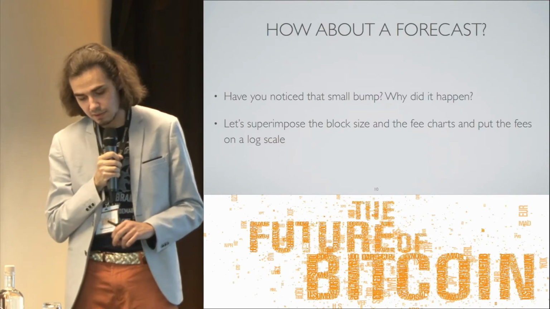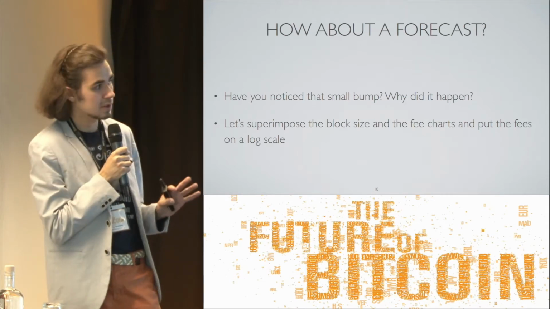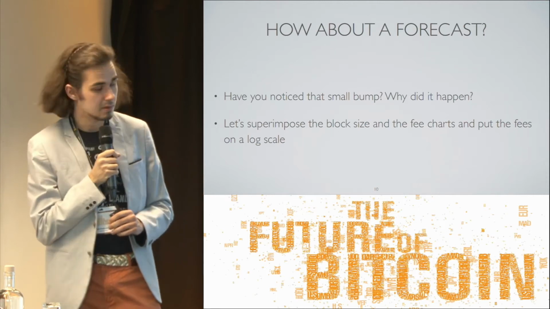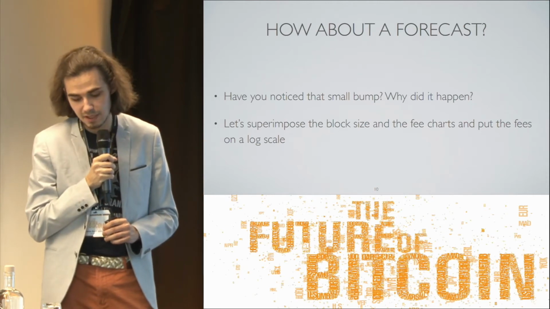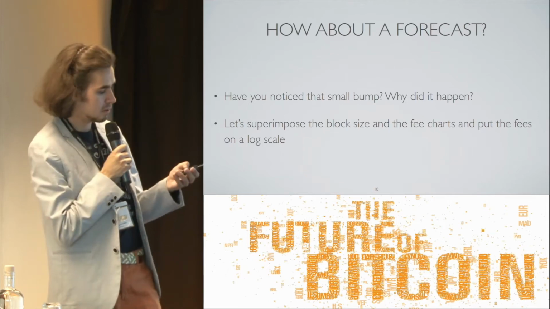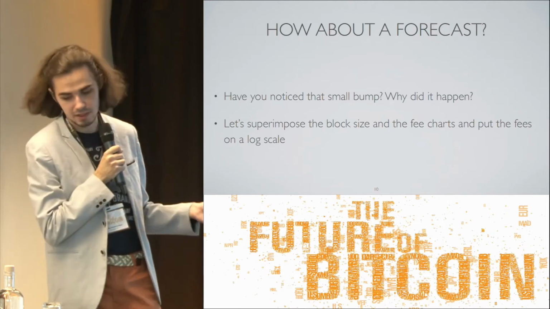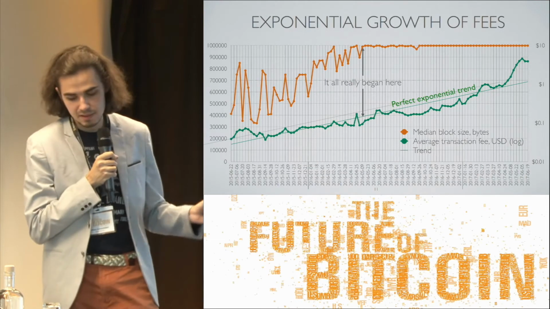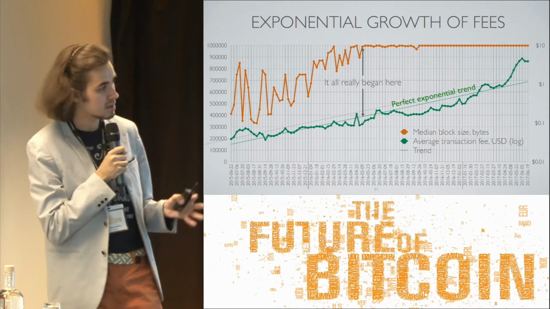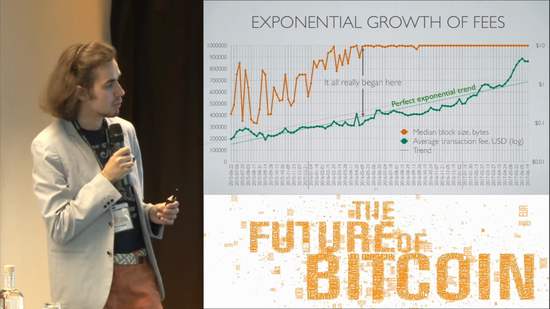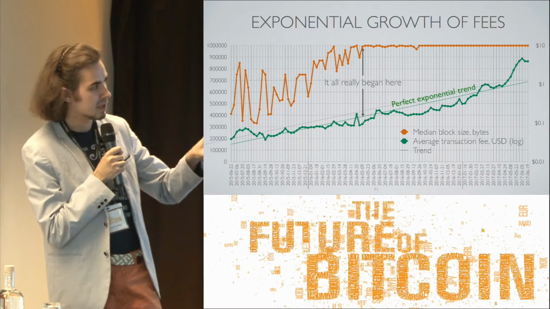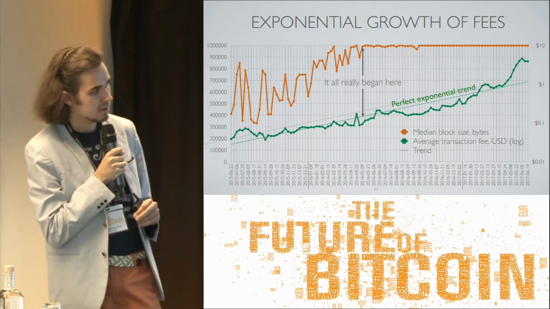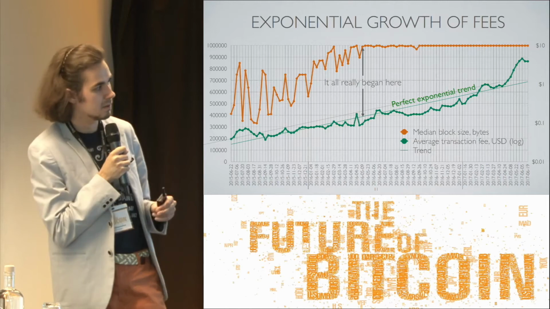So let's try to make a small forecast on what happens next. Let's lay the block size chart over the average transaction fee chart and put the latter one on a log scale. What we can see here is a perfect exponential trend since the blocks got full. When the median block size became 1 megabyte, we have an exponential trend, and it's rising with big speed.